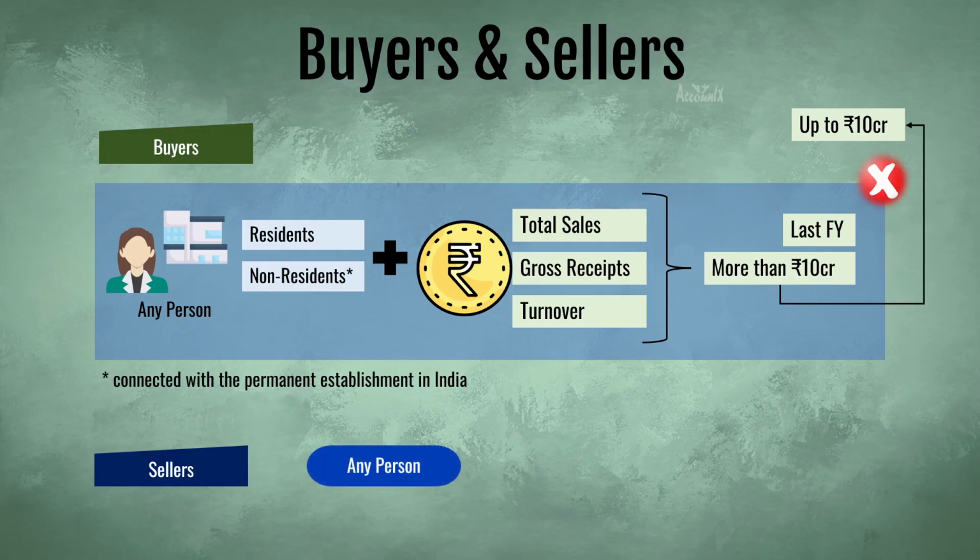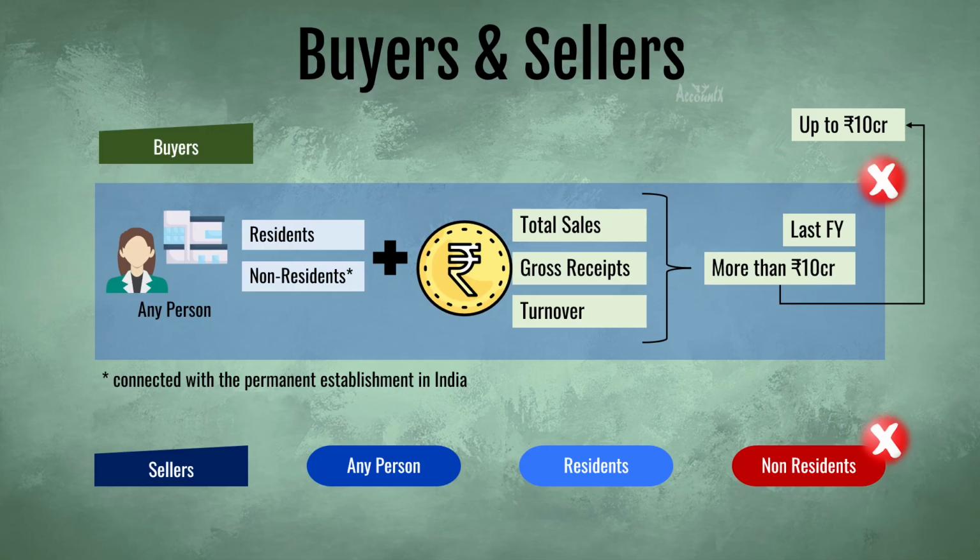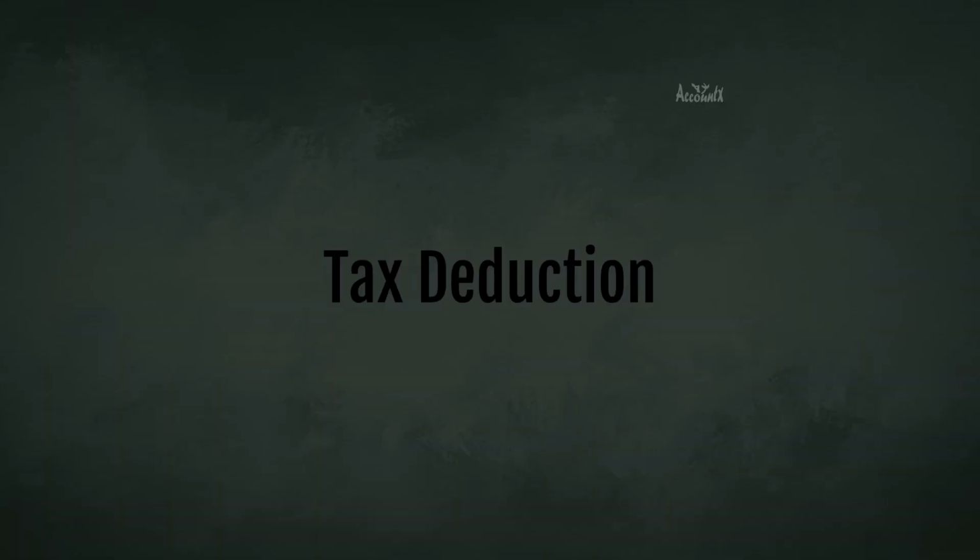Next, sellers. Again, sellers can be any person, say an individual, company, firm, association, etc. But these persons have to be residents. In other words, if the seller is a non-resident, then this provision is not applicable. Let us now talk about the tax deduction part.